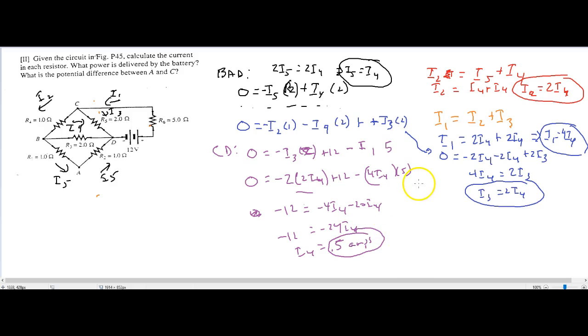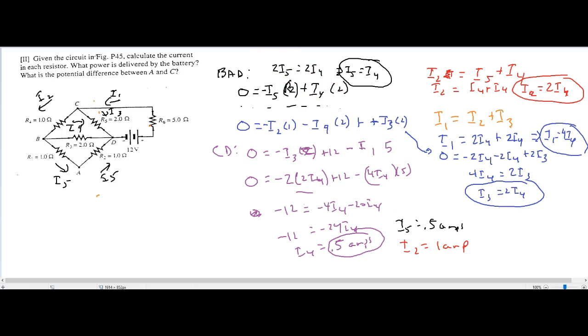Once I have that, I have all of the currents, right? Because I have I4. We now know just by looking up here that I5, which is equal to I4, has got to be 0.5 amps. I know that I2 is 2 I4s, so that's 1 amp. I know I got one.